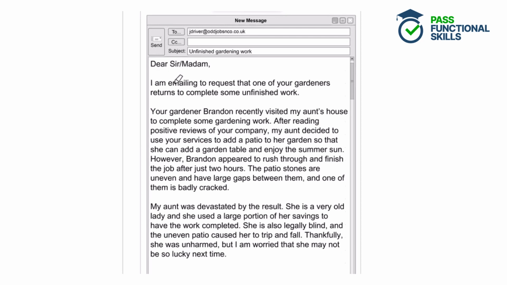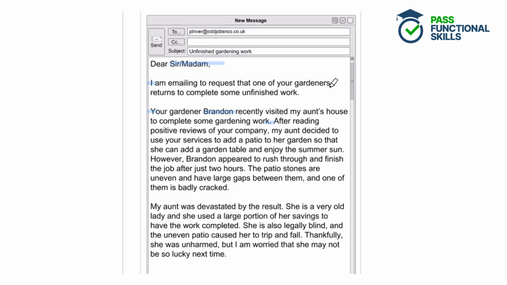So each sentence needs to start with a capital letter and end with a full stop. And we also need capital letters for proper nouns like Sir, Madam, and names like Brandon there. We also need capital letters whenever we use the word I. So remember that you never want to write I in the lowercase when you're using it as a word.